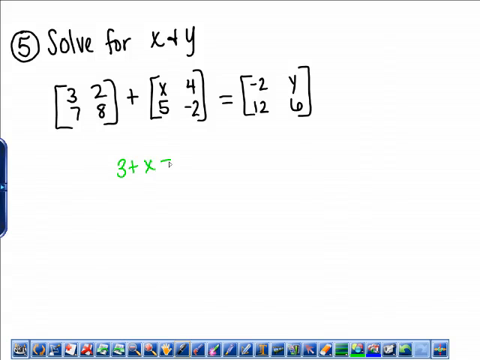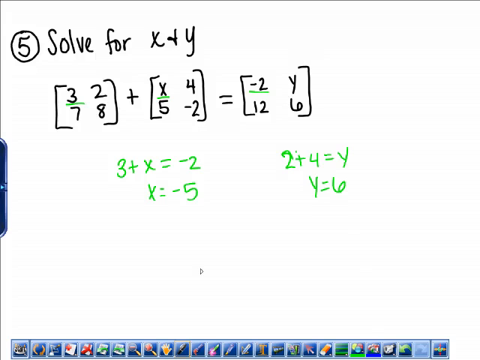3 plus x equals -2. Because I get this and each by adding the same addresses, right? Does that make sense? So what would x equal? -5. Okay, what about y? What's y going to equal? 2 plus 4 equals y, so y is 6. Okay? We okay on that?